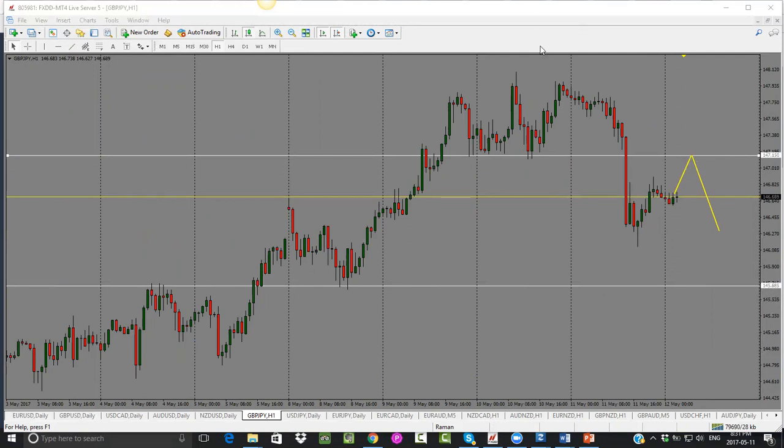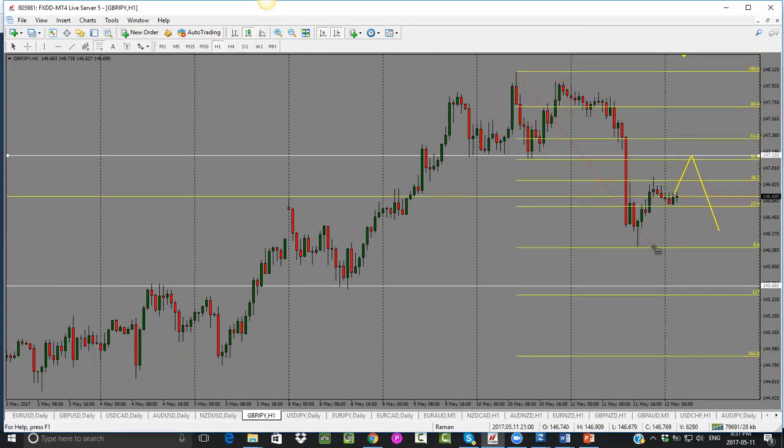But before we drop, we could pull back up. Since this is the first move to the downside, let's put our fibs on. That's a 50% pullback, so that looks very good. The 147.15 level looks really good. 50% pullback, and it is an important support and resistance area, and then we could drop.